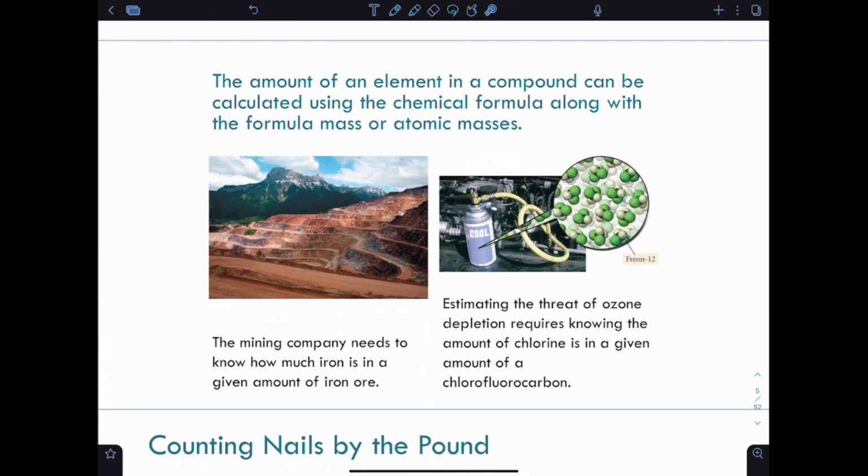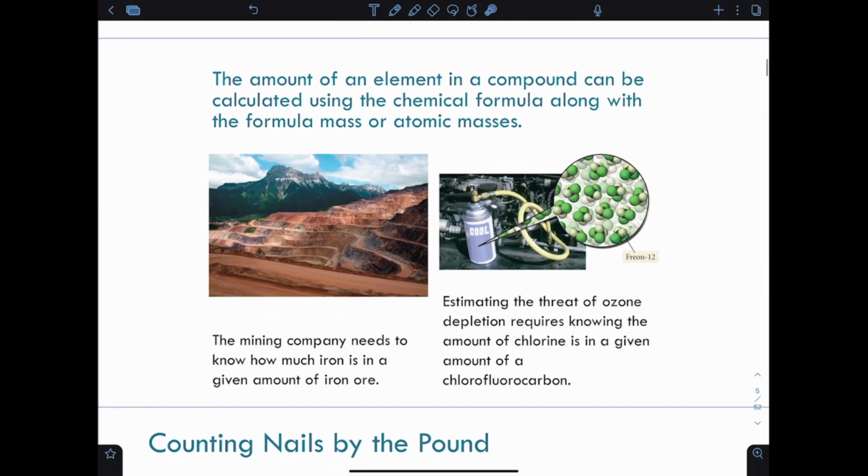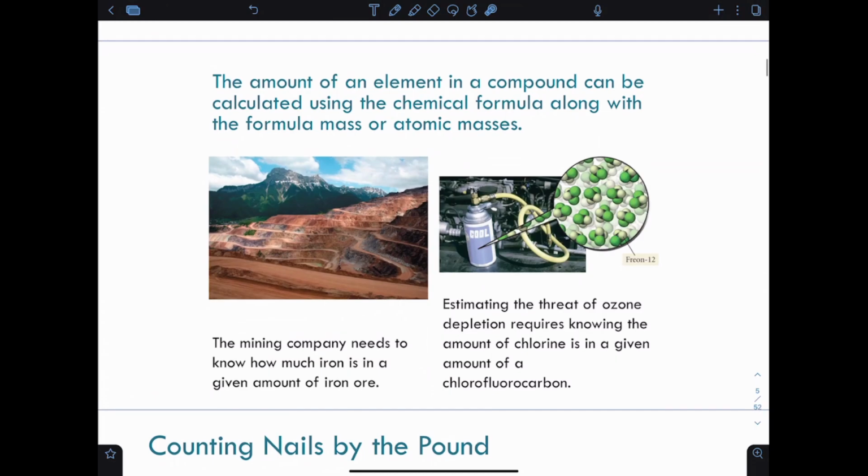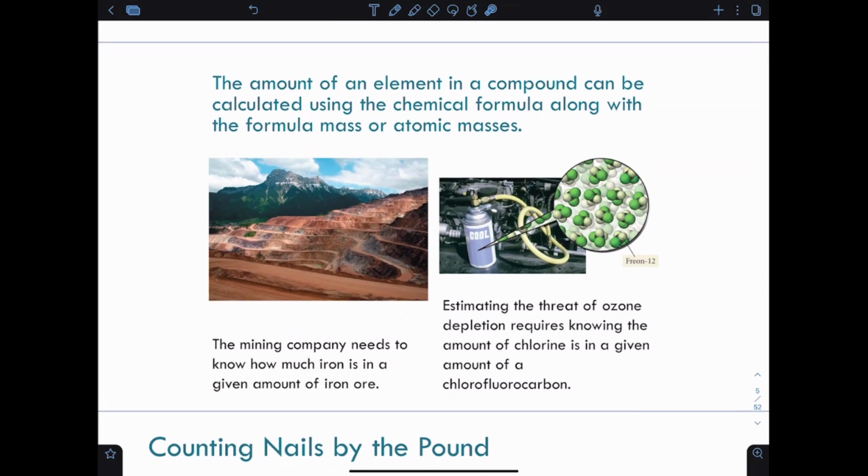So this is useful in a lot of cases, not just for trying to figure out how many chips I can eat before overdosing on sodium. The amount of an element in a compound can be calculated with the chemical formula, along with the formula mass or atomic masses. So we just talked about formula masses. Sometimes a mining company will need to know how much iron is in a given amount of iron ore. When we mine iron out of a mountain, it doesn't come out as pure iron, it's combined with other stuff.